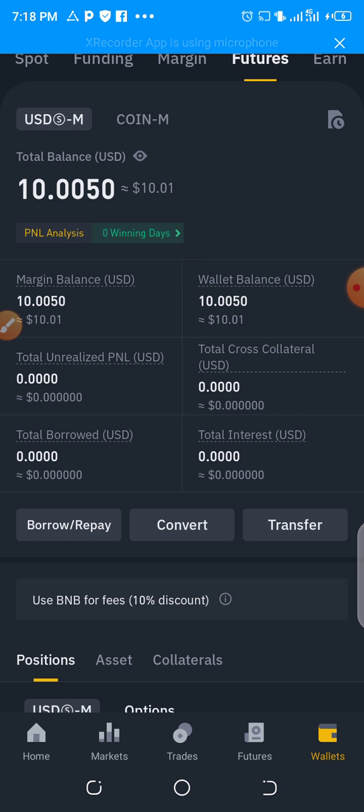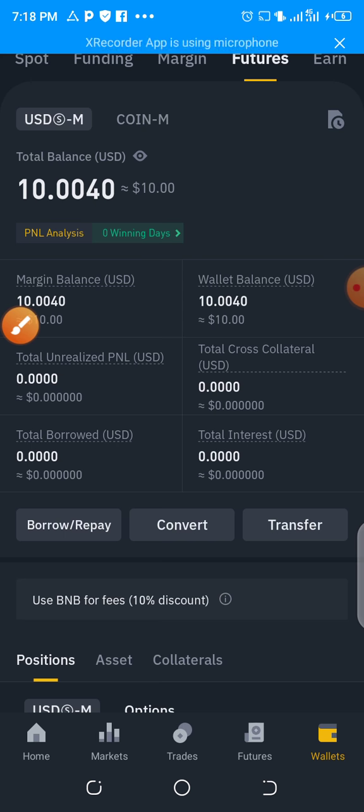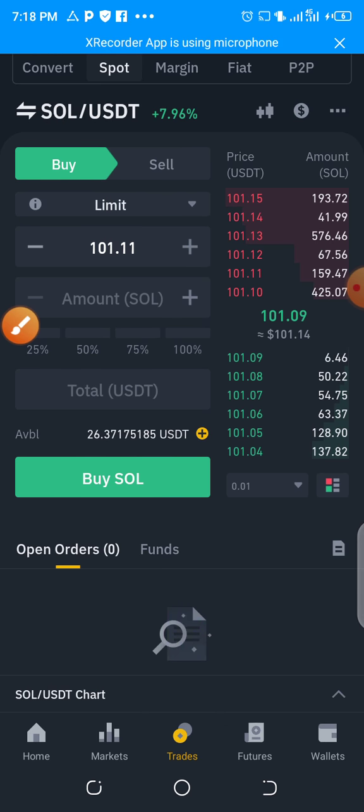Go down to the bottom of your screen. At the bottom of your screen, you're going to see trade. Click on it.